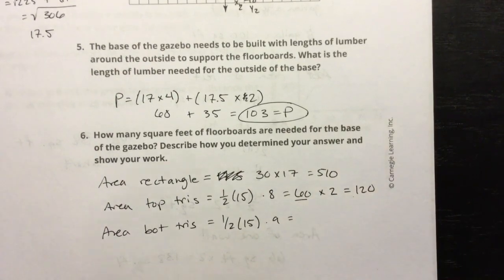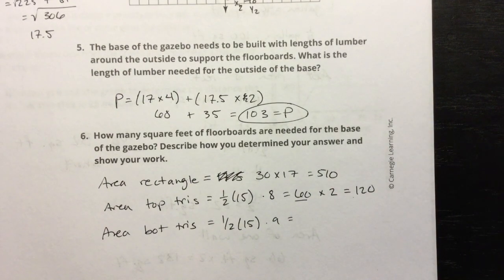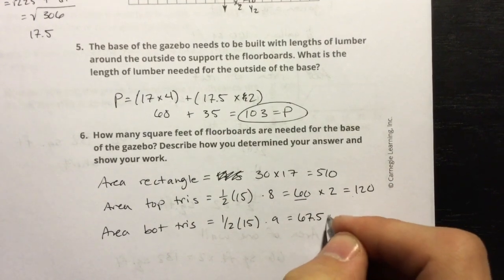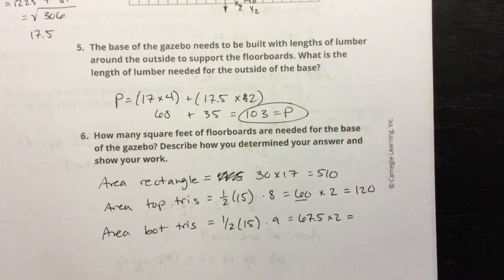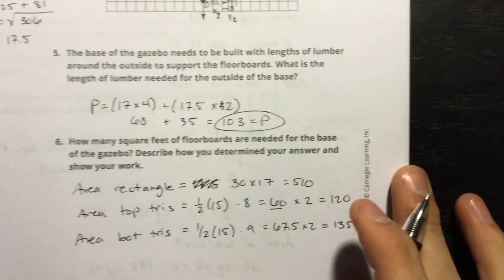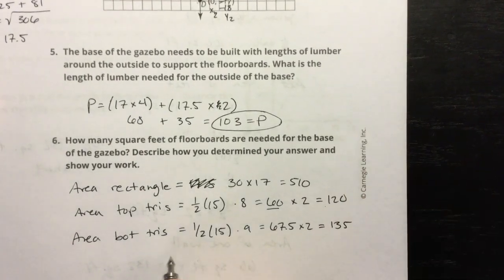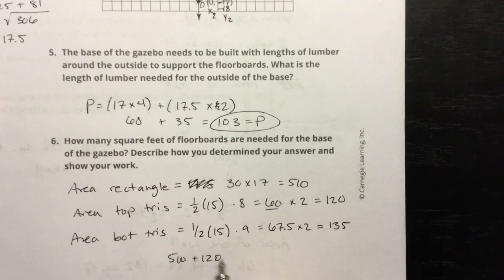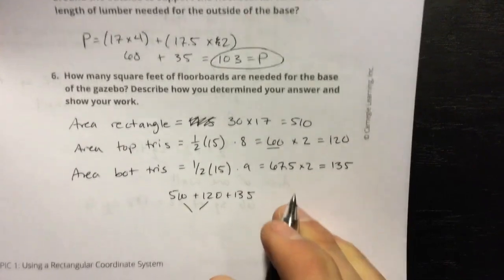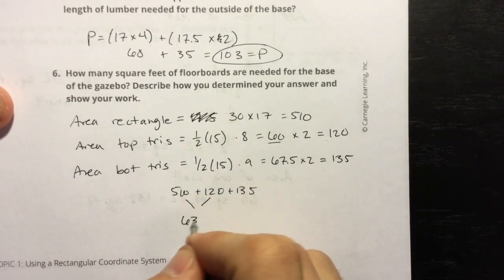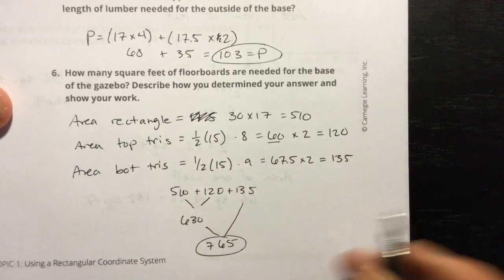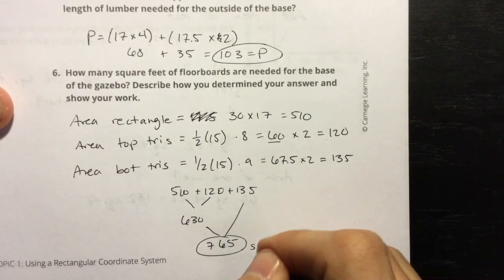And then similarly here, I have this. Okay, so it's going to be 67.5 times 2, which is 135 for the area of both of the bottom triangles. So now for the area of the whole shape, I can just add all of these together. 510 plus 120 plus 135. I'm going to do my silly little thing again. So I got 630 plus 135. It's going to be 765 there for our area. And these are in square feet.